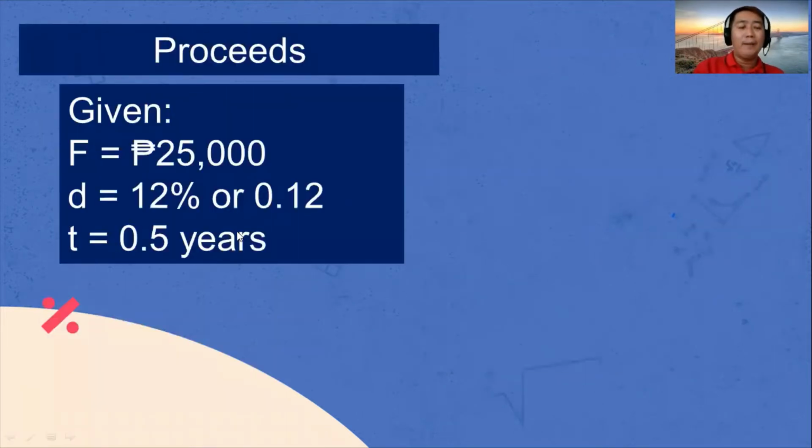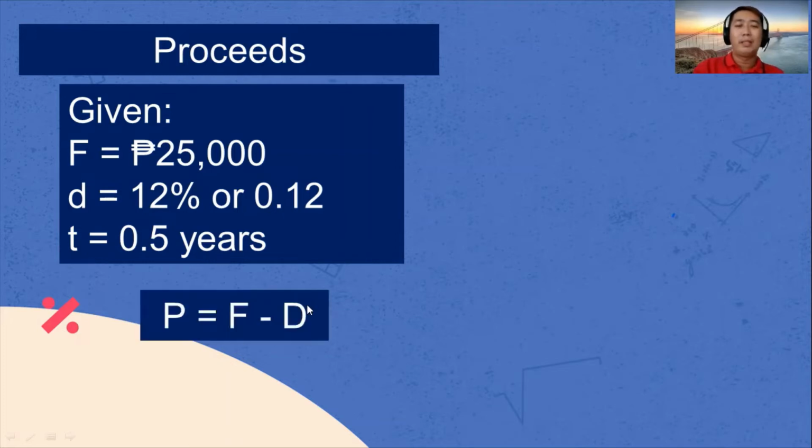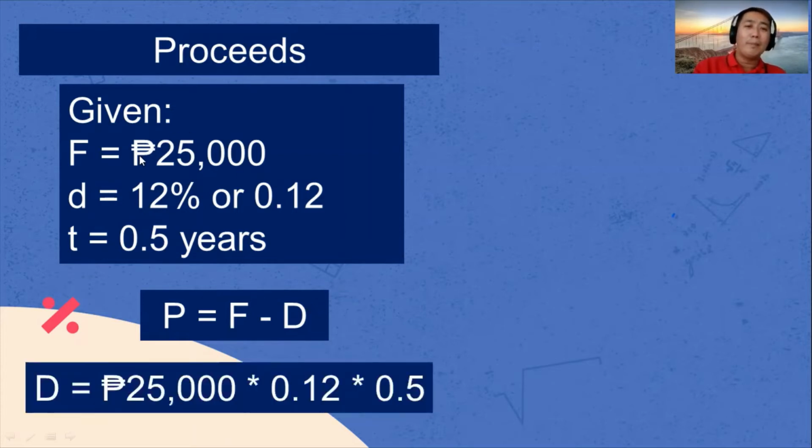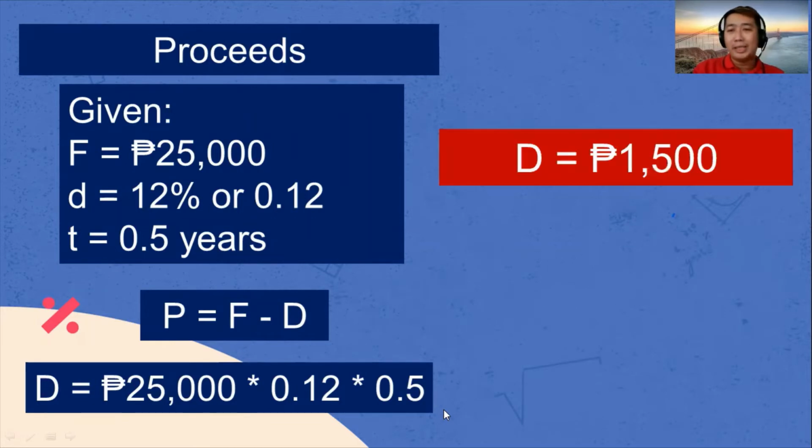So these are the given. Maturity value, 25,000 pesos. Discount rate, 0.12. Time is 0.5 years. This is our formula in order for us to get the value for proceeds: proceeds is equal to maturity value minus the discount. We need to solve first the bank discount by simply multiplying the maturity value, 25,000 pesos, by the discount rate, 0.12, and multiplying it by the years, 0.5. And the value of the bank discount is 1,500 pesos.